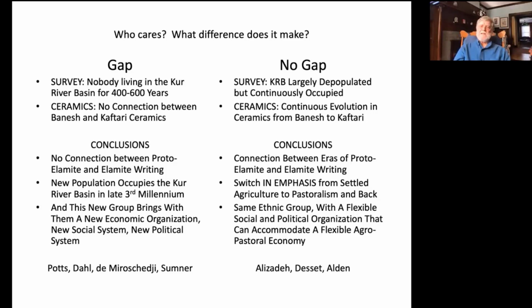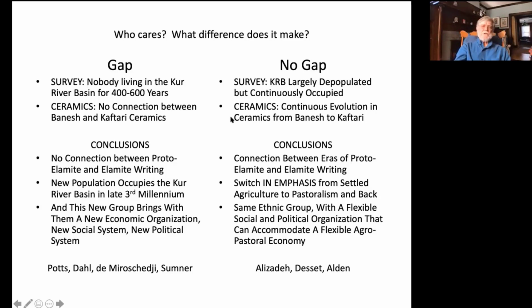The survey, particularly Sumner's survey, but my survey as well, Sumner found nothing, no settlements in that gap. I found, on re-examining my data, one or two settlements other than Malian. Sumner, when he was initially talking about the relationship between Banesh and Kaftari, did not believe that there was any transitional occupation in Malian. And I, having dug the H1 sounding, believed that there was a population during that era in Malian.